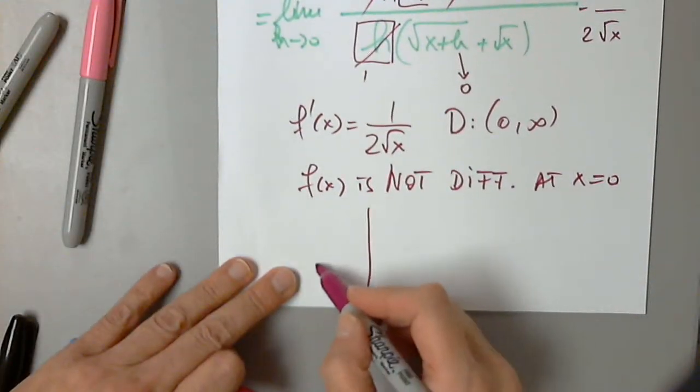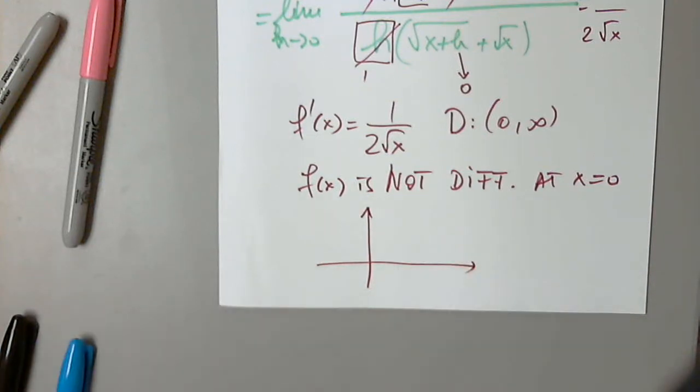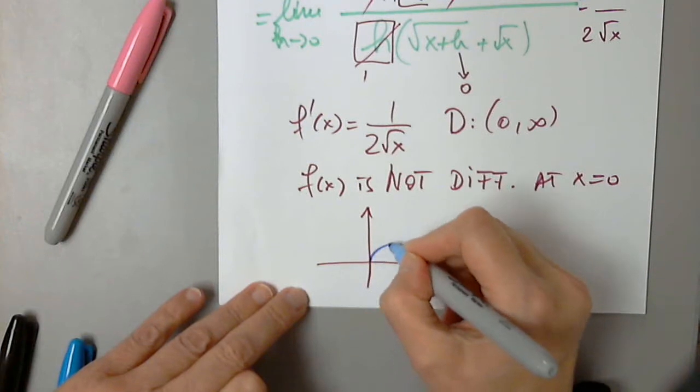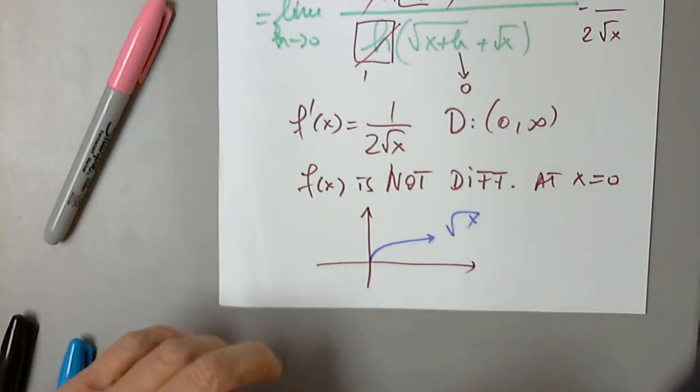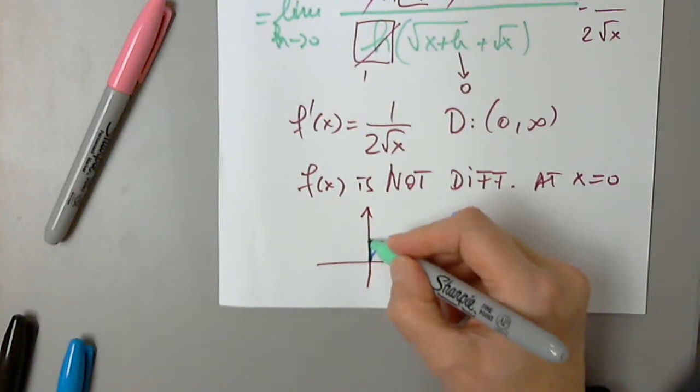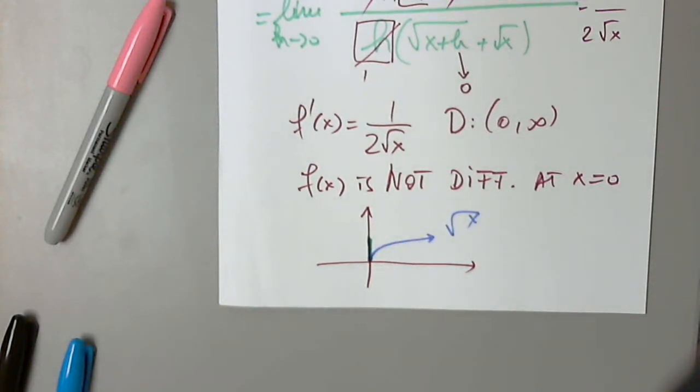So look at the graph now. I'm trying to answer the vertical tangent. Here it is. So at x equals 0, the function has a vertical tangent. The derivative is undefined. Therefore, the function is not differentiable at 0.